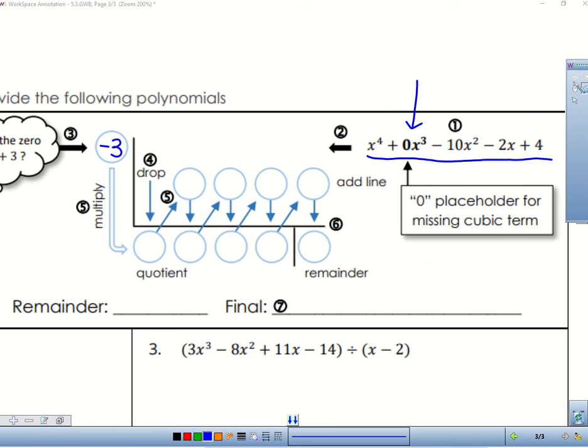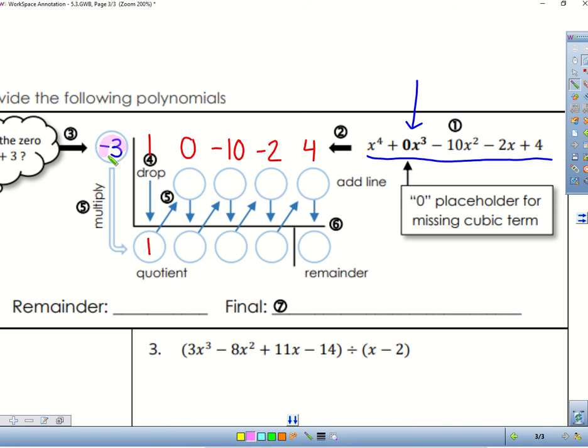Now, once you have the placeholder term in, here's the process. You're going to have this sideways L-shaped bar. You're going to write the coefficients. What's the coefficient of x to the 4th? 1. What's the coefficient of the x cubed? 0. Next one? Negative 10. Good. Negative 2. Good, and? 4. So here's the process of synthetic division. You bring down the first number.